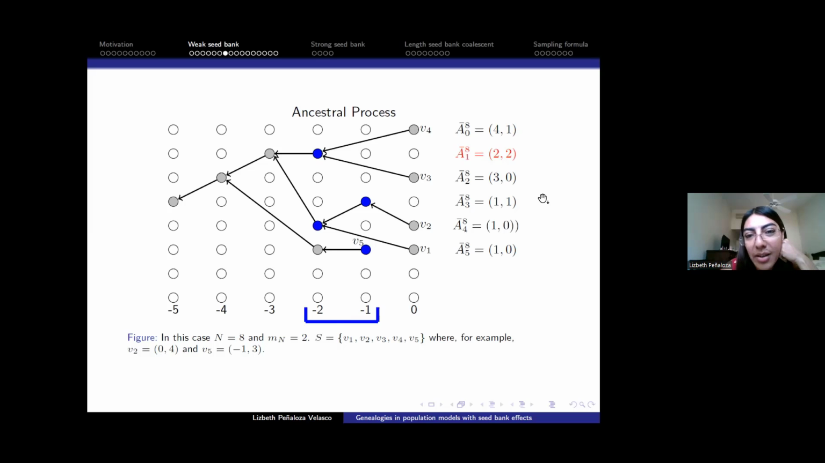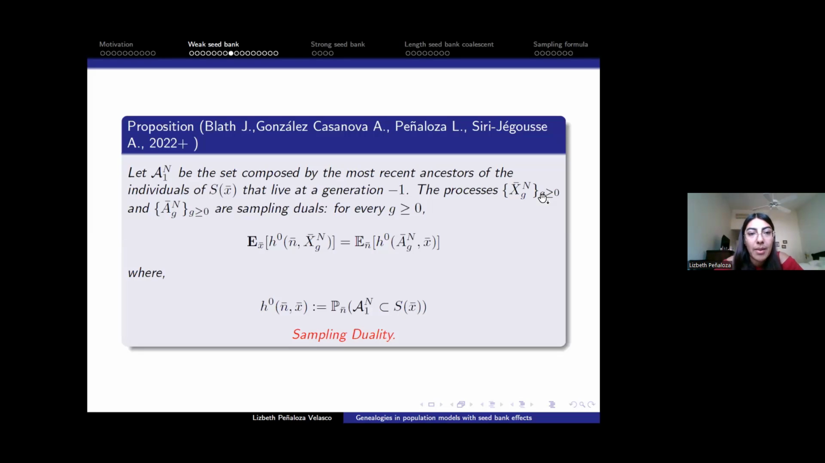If you have a question, you can interrupt me. Then our first result is that the forward frequency process and the ancestral process are sampling duals. So we have this equality in the expectation where H is the probability that the set, composed by the most recent ancestors of the individuals of the sample... But observe that this sample corresponds to the forward frequency process, and this corresponds to the ancestor. So in this case, we have a sampling dual that corresponds to this probability.